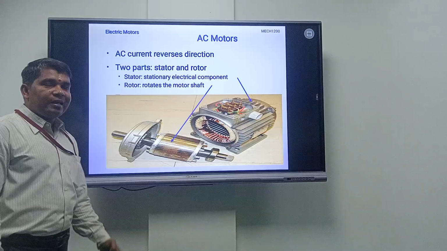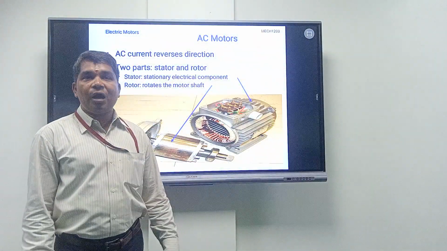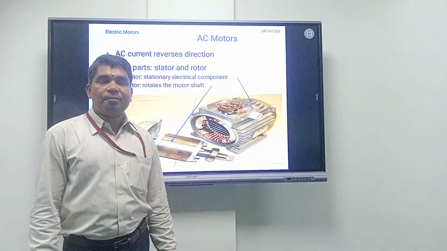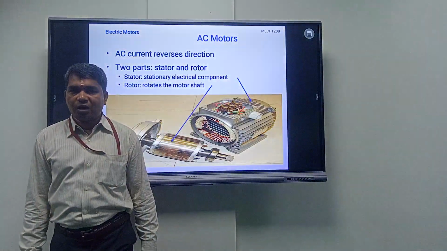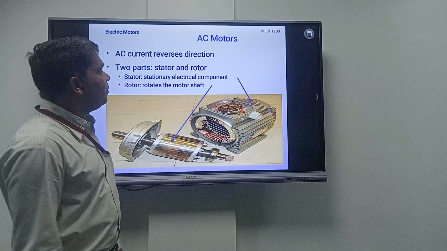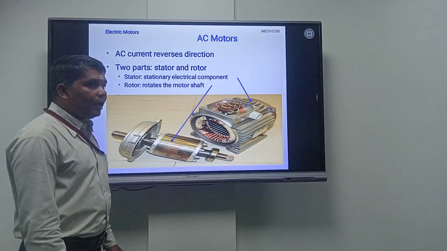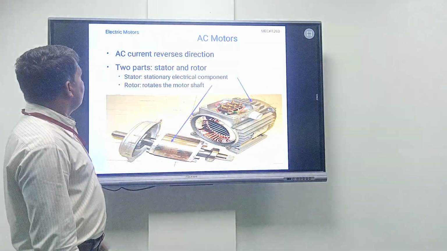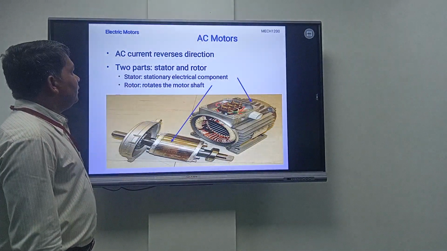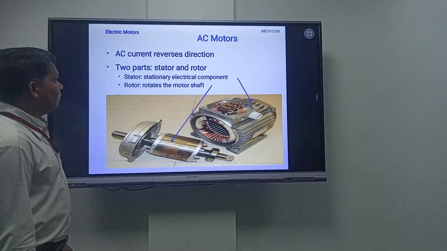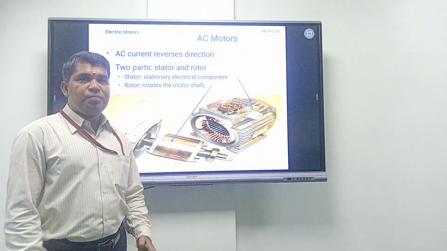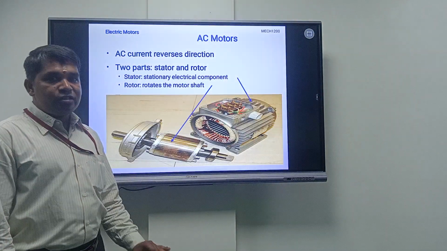So being an electrical engineer, we need to have basic knowledge about AC motors and their applications. In this class we are going to see what the different types of AC motors are and how they have been classified. Alternating current means the current which is alternatively changing its polarity.